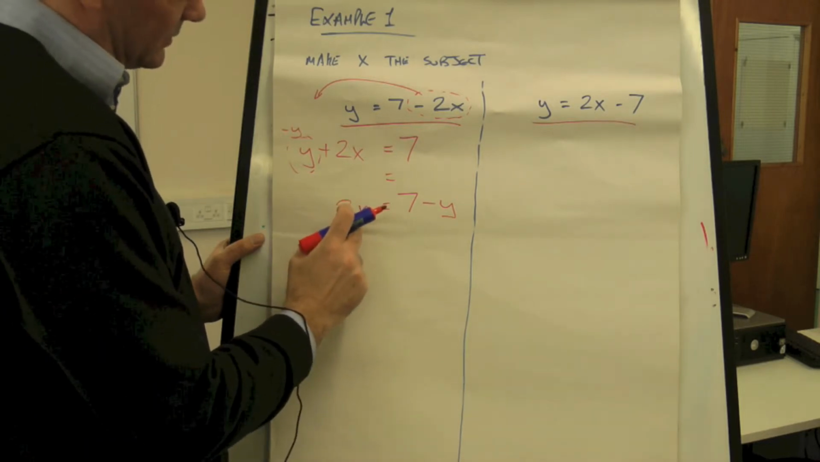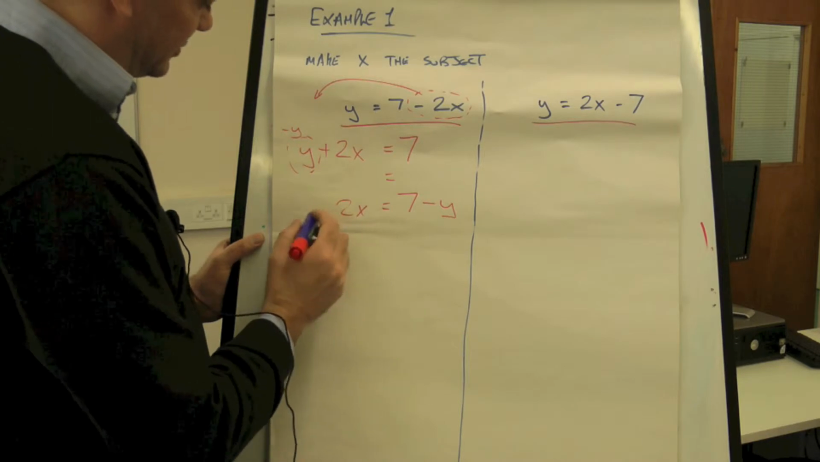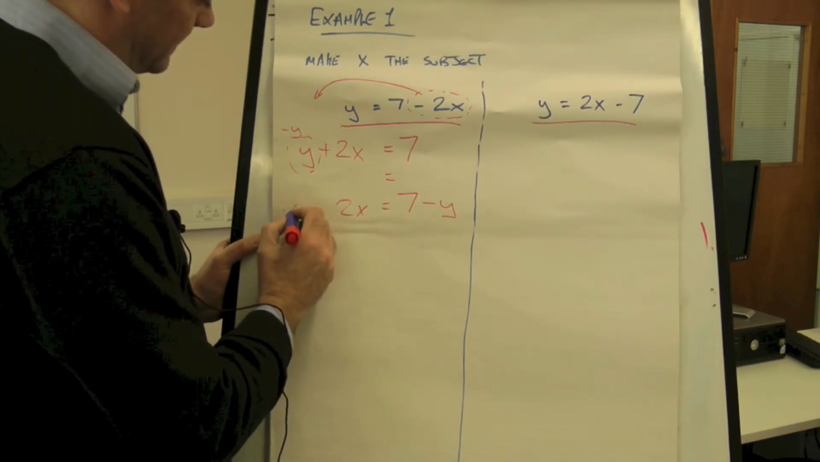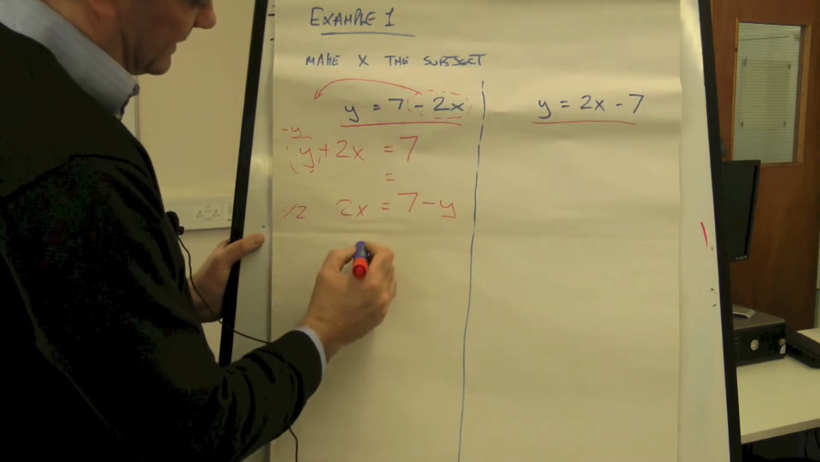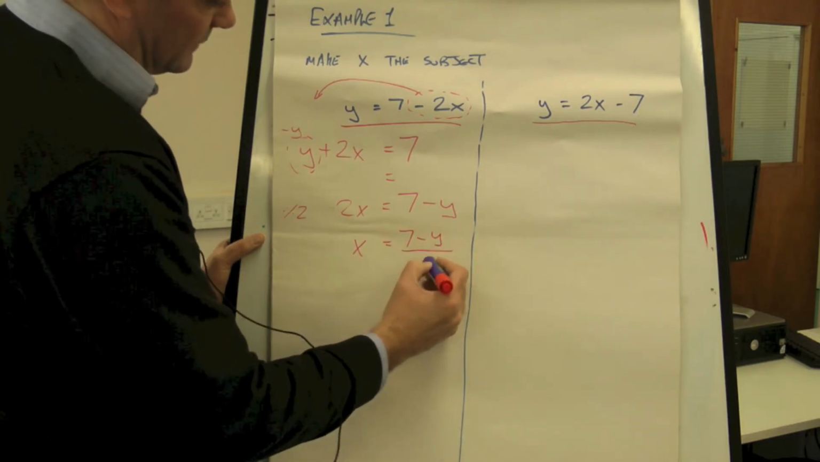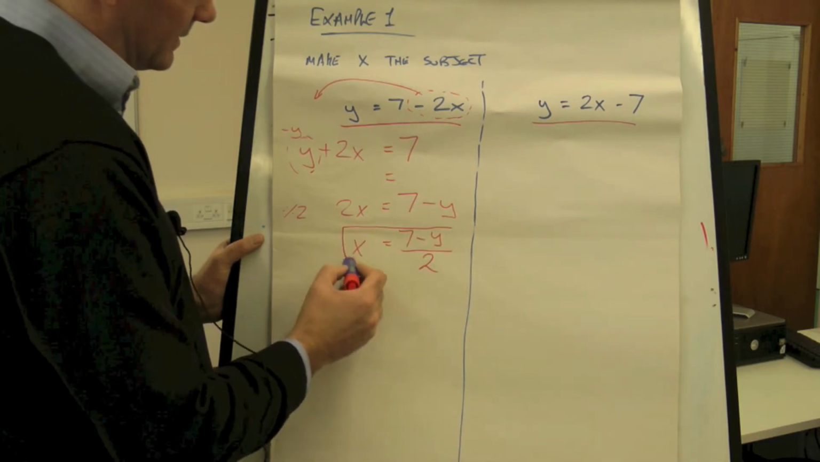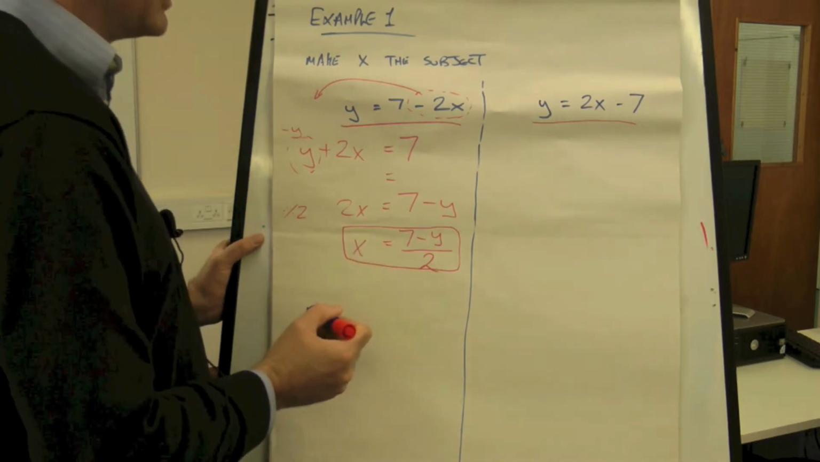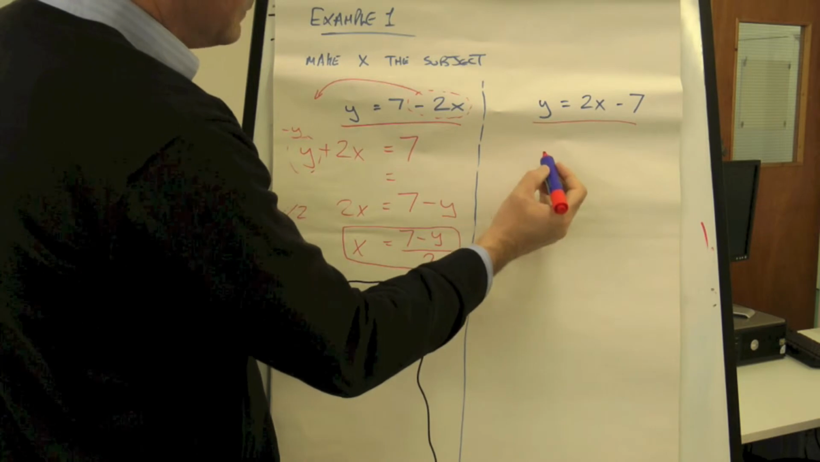And now I want to get x on its own. At the moment, it's x times 2. So to cancel out the multiply by 2, I'm going to divide by 2. I have to do the same to this side, so that's simply x equals 7 minus y, divided by 2. So that now is x as the subject, and I have rearranged this equation so that x is the subject.